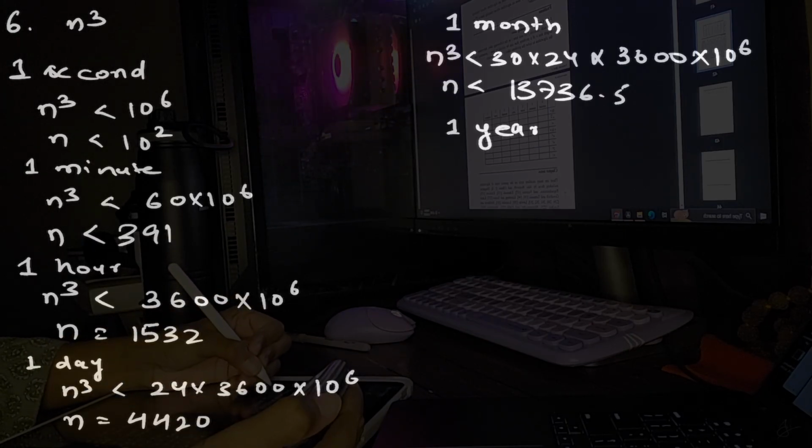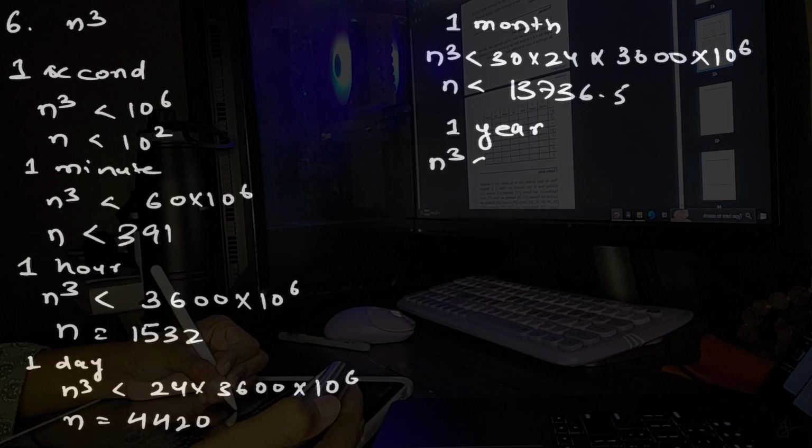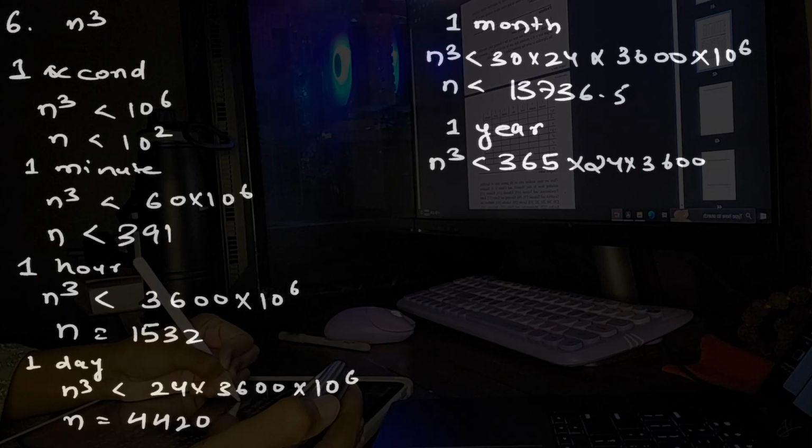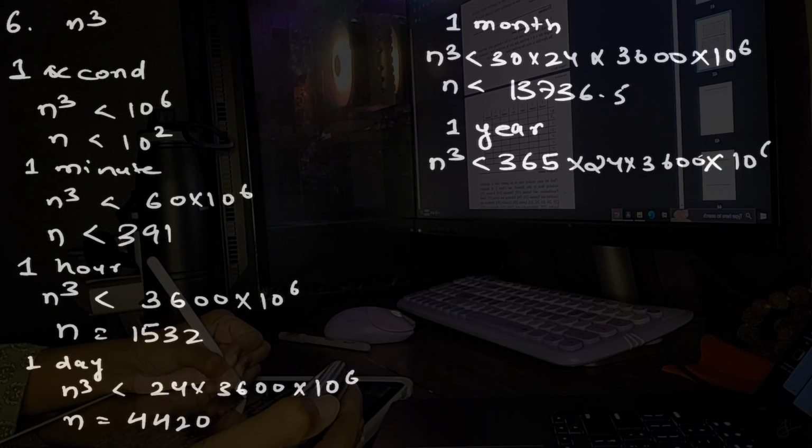Again for 1 year we will be doing it on days: 365 into 24 into 3600 into 10 to the power of 6.